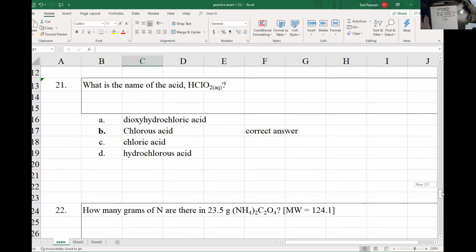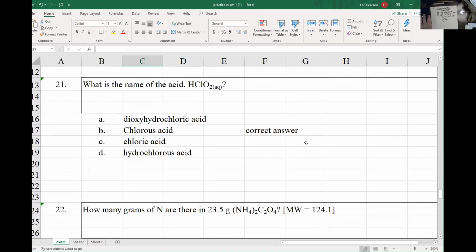The name of that acid, okay, it's not HCl, so you don't have hydro in its name. I can eliminate that acid right now. That's wrong. Now, we name it by the anion. ClO2 is chlorite, ITE. The acid is OUS, so chlorous acid is correct.